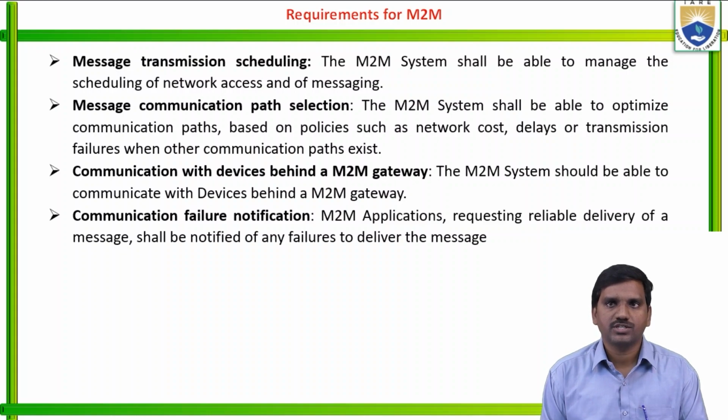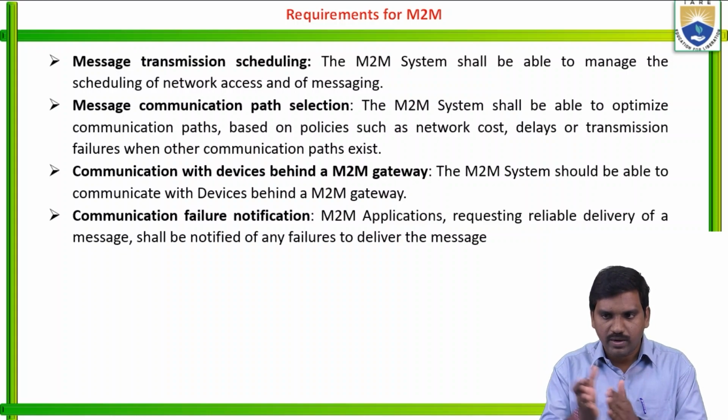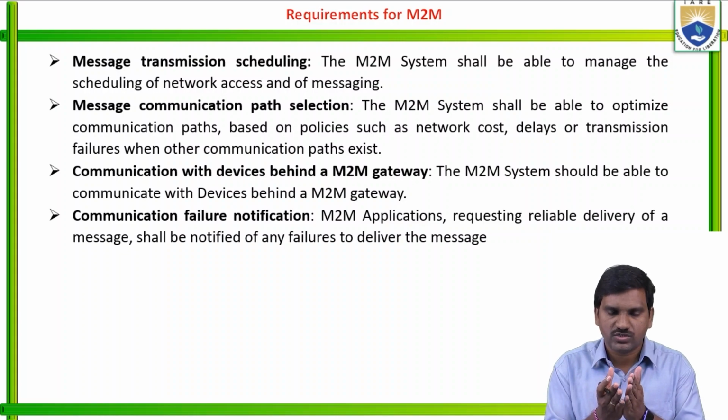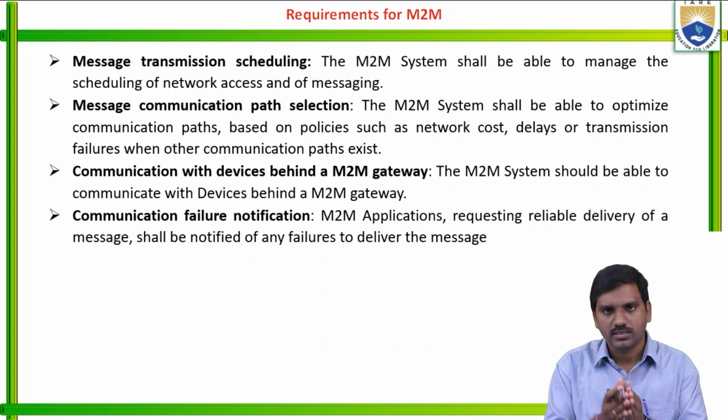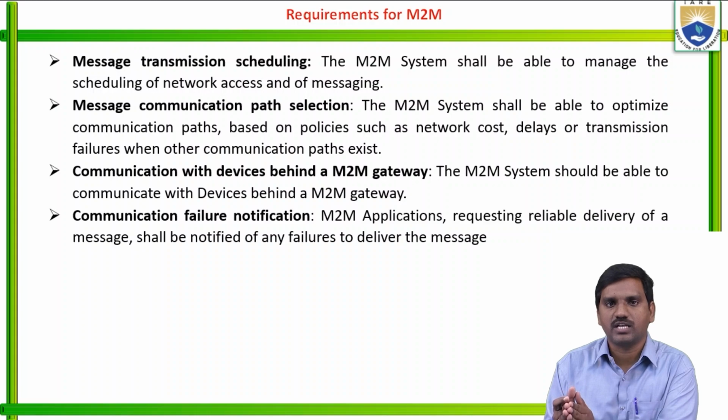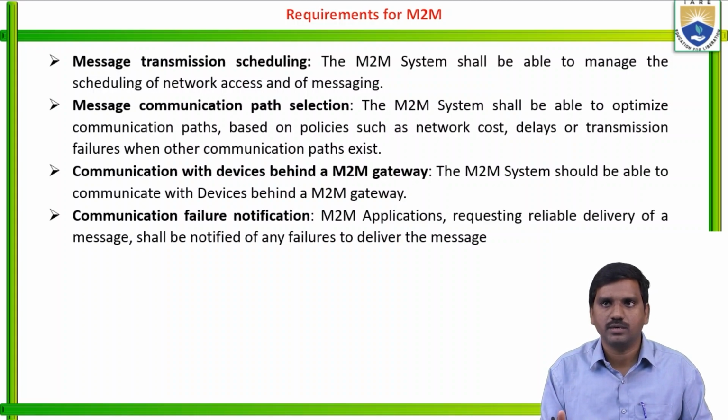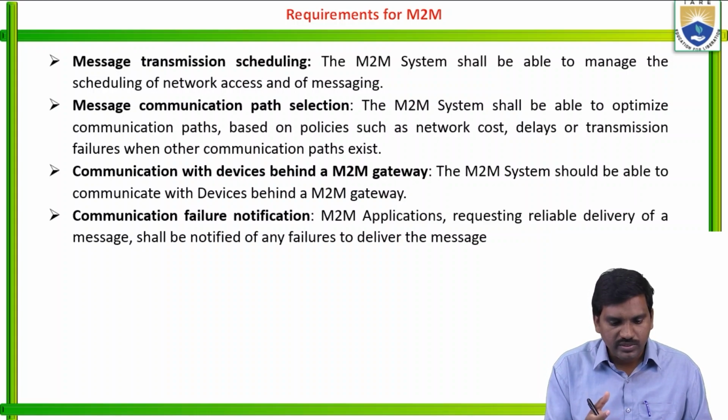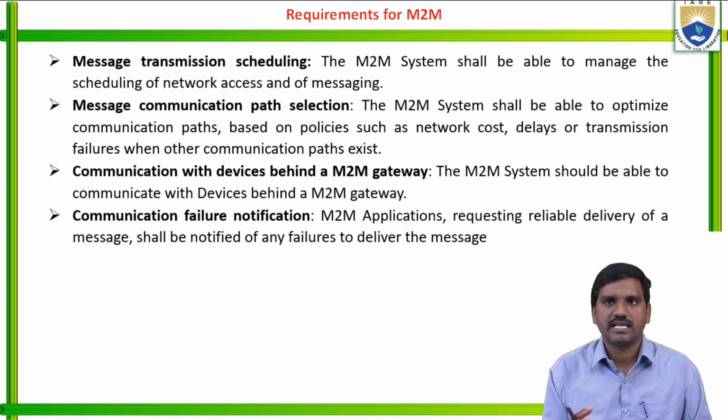Next, message communication path selection. So within the defined path only. First we have to define the time slot. Then we have to define the path selection. So the M2M system shall be able to optimize the communication path based on policies such as network cost, delays, or transmission failures when another communication path also exists.